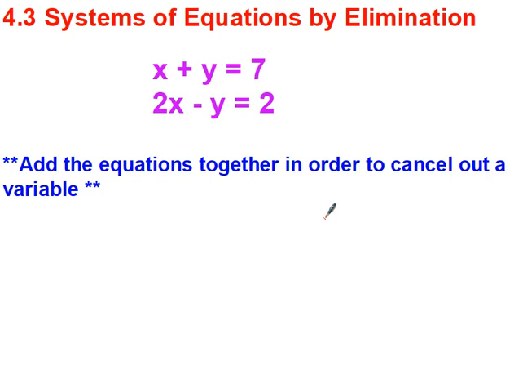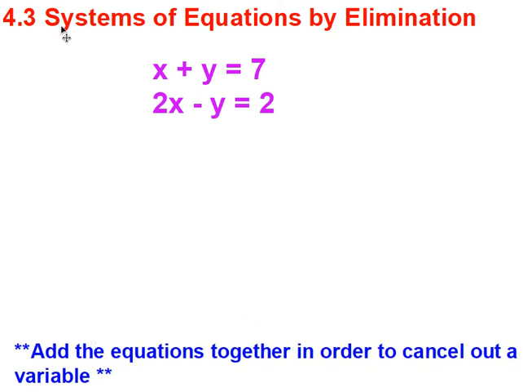Okay, so if I look at these systems right here, I have x plus y equals 7, I have 2x minus y equals 2. Now, if I wanted to do the substitution method, I could solve for one of my variables here, and then I could do a substitution. That's fine, and that will still work. But what I could also do is add my equations together.